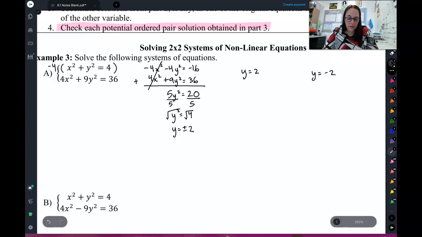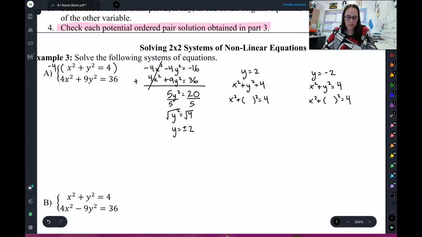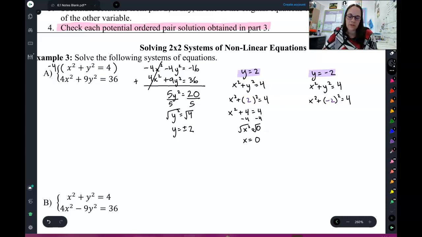So I'm going to pick either equation. I can use the top one or the bottom one to plug these y values in and solve for my x values. I'm going to pick the top equation because it looks a little simpler. So I've got x squared plus y squared equals 4. And I'm going to plug those values of y in. Those are my y values. So I get x squared plus 4 equals 4. Solve this out to get x squared equals 0, square root. X is technically plus or minus 0, but 0 doesn't have a plus or minus.